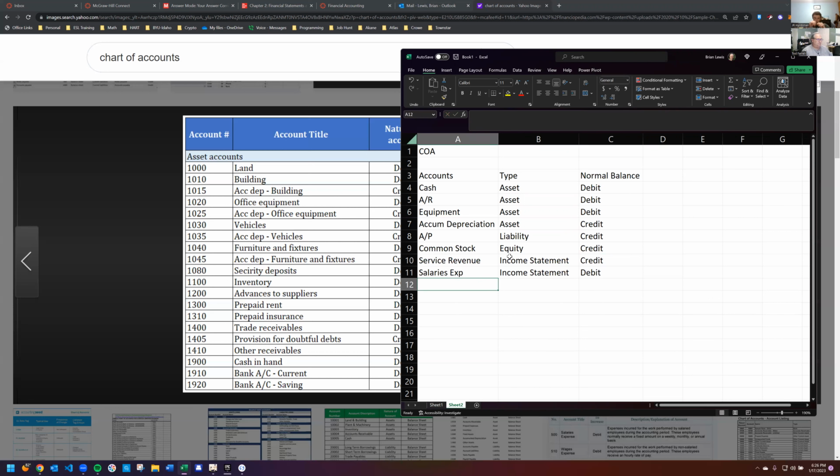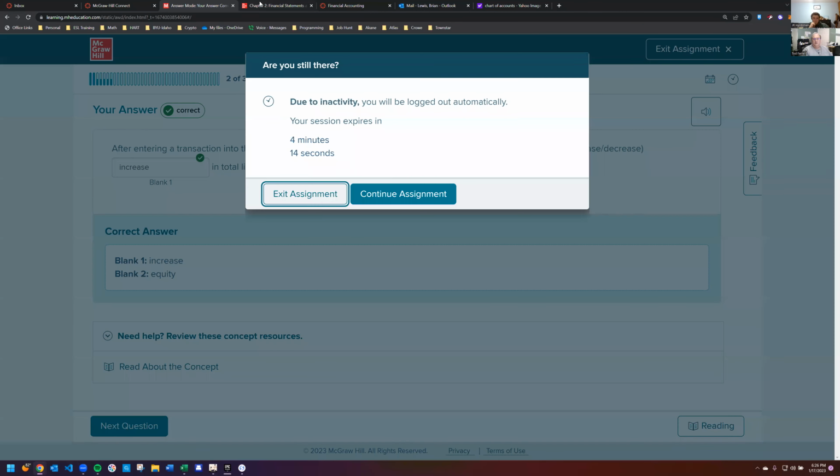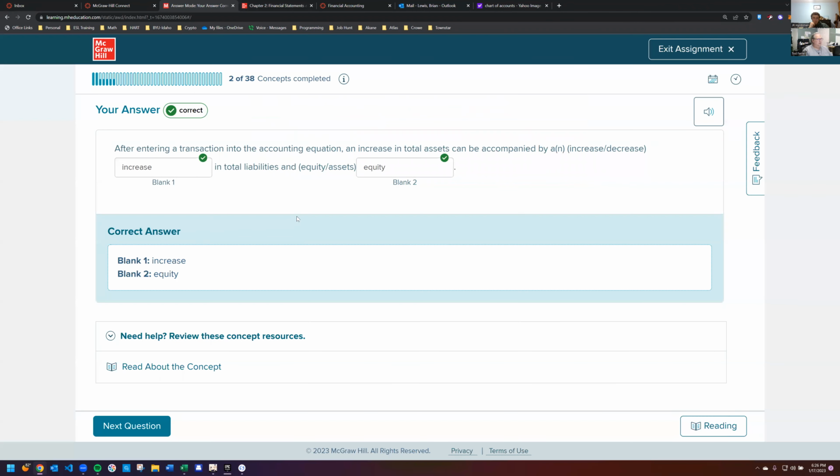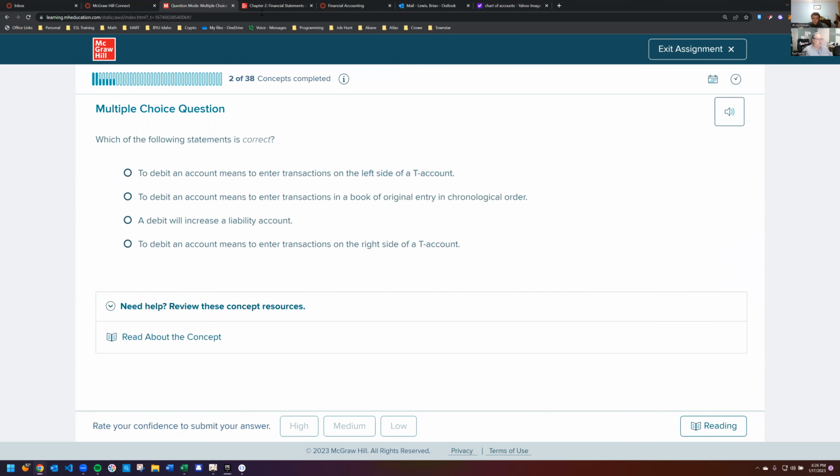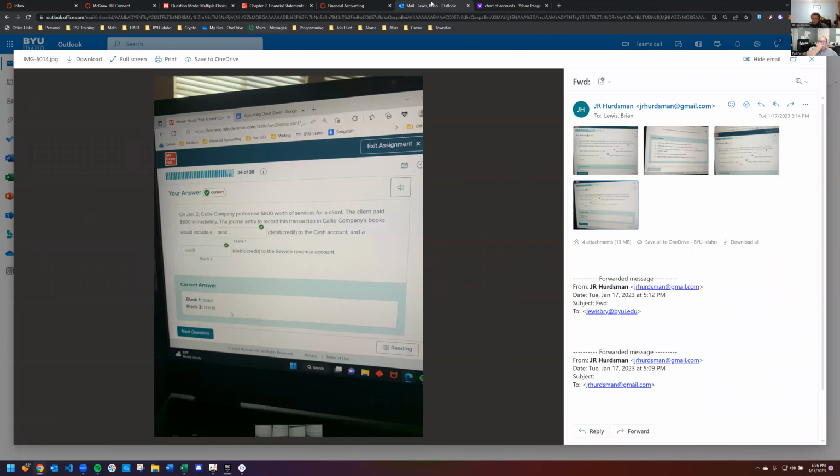So I might have these lined up for me so I can always refer to them, and it'll make answering these questions back here, wherever they were, continue assignment, a lot easier, right? Which of the following statements is correct? Okay. So anyway, that's what I would do on those types of questions.